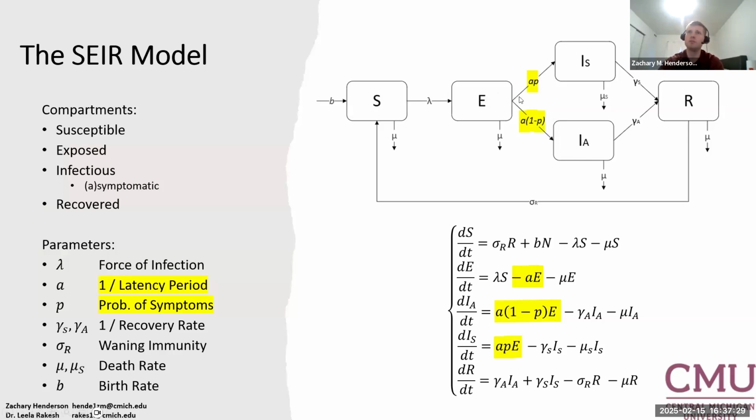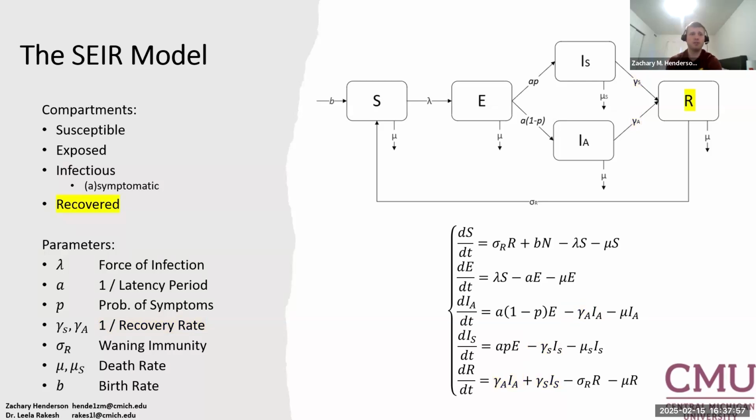For those that develop symptoms, we move to the I sub S category where we're symptomatic, with probability P. And if you don't develop symptoms, you move to the asymptomatic category. Once you're infectious in either of these two categories, you can start to expose people who are susceptible, with different gamma parameters, gamma S and gamma A, since the recovery times may be a little bit different depending on whether you're symptomatic or not.